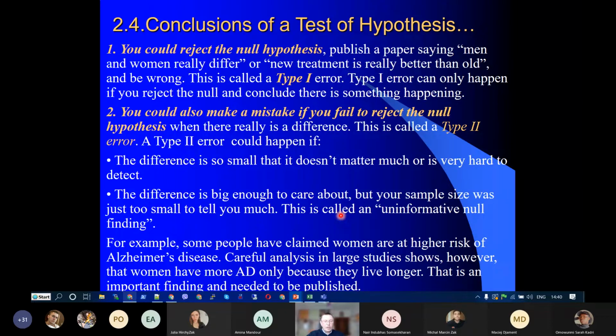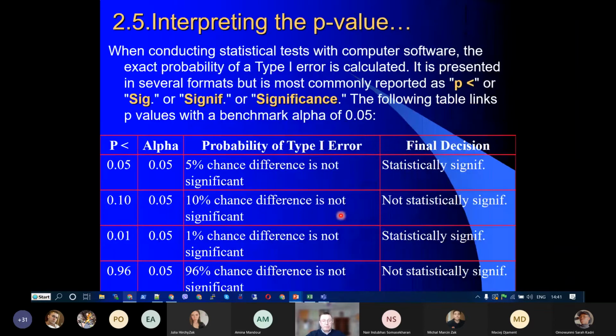So when we fail to reject the null hypothesis, it could happen when the difference is so small that it doesn't matter, or it's very hard to detect a difference big enough to care about, but the sample size is too small to tell you much, and so on. And here is one last thing that very often happens: we don't have enough budget to cover our scientific experiment to create a proper sample size.